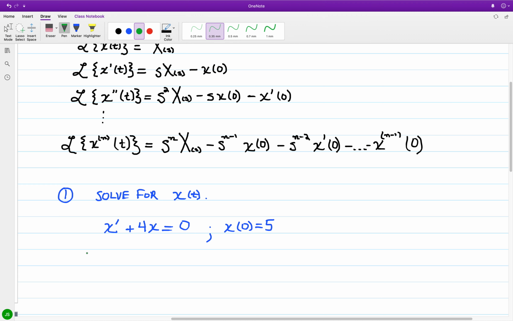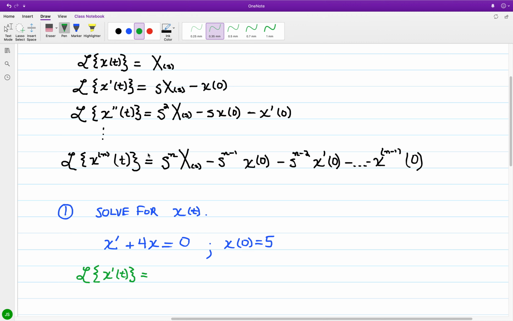Now, translating what we have here: you have x prime, so putting it in the lingo of the Laplace transform of x prime of t. If you notice above, the Laplace transform of x prime of t is equal to s times the Laplace transform x of s minus x naught. And notice x naught is equal to 5, so you have s times the Laplace transform x of s minus 5.